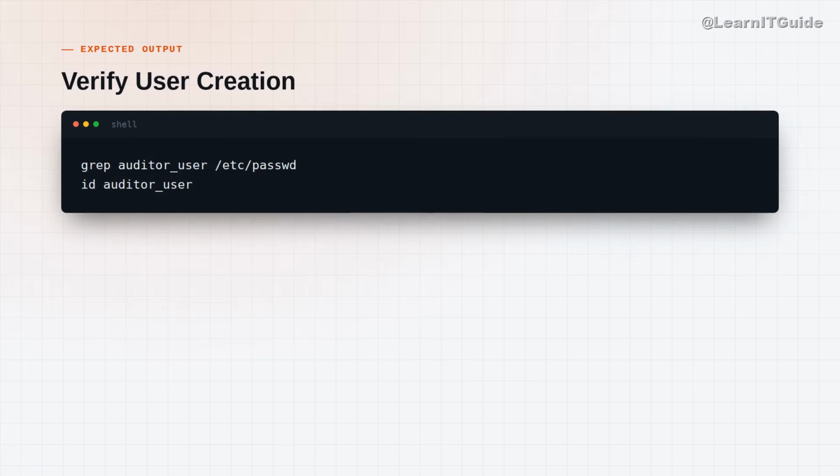To verify the user was created, we use the grep command to look for our new user in the system password file. Then the id command shows us the user's group memberships. You should see the user listed with the correct home directory and the sudo group membership confirmed.